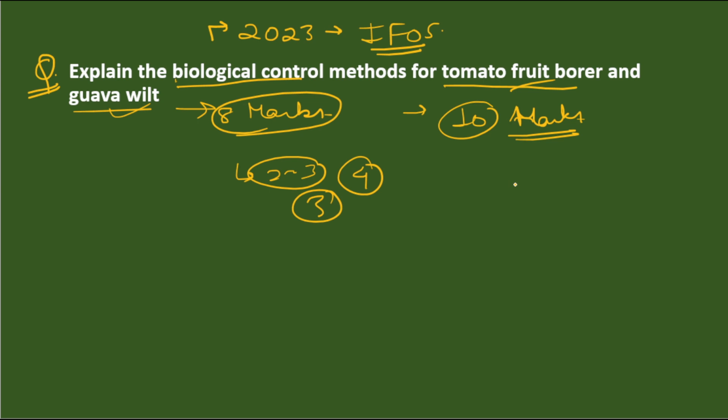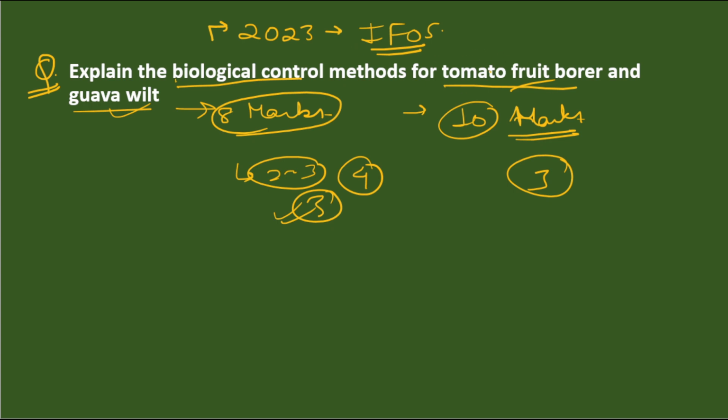मतलब अगर आप ठीक से लिखो तो 3 पॉइंट्स से ज्यादा आप क्या ही लिखोगे इसमें. If you want to write good specific points, then you will not be able to write more than 3 points. If you go for guava wilt also, you will be able to write only 3-4 points. So all in all, for these types of question we will not be able to write more than 6 to 7 points by combining these two.